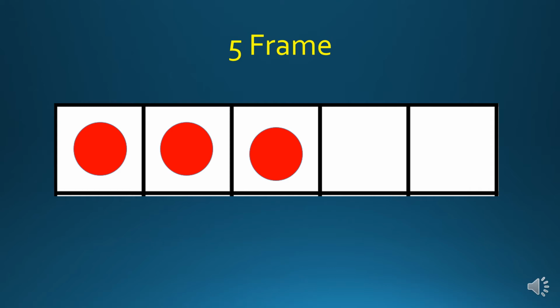Soon, children begin to recognise other representations of number without counting. For example, I know this is number 3 because 2 spaces are empty and 3 is 2 less than 5.